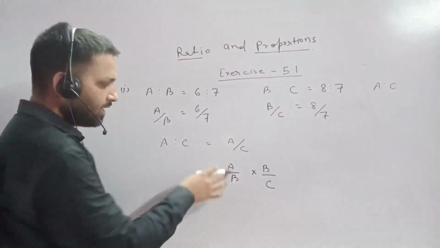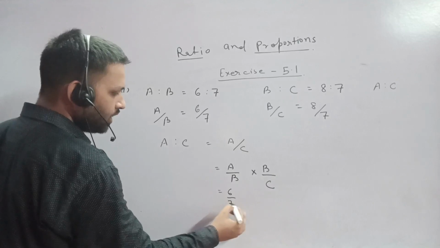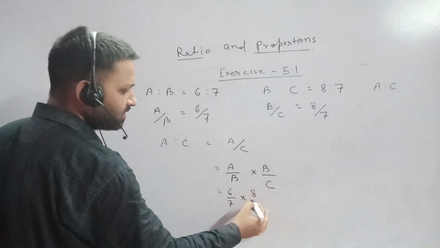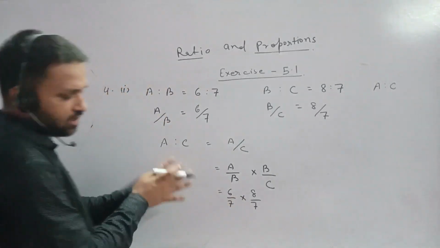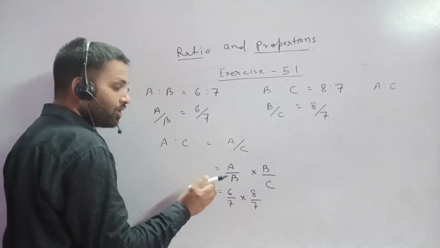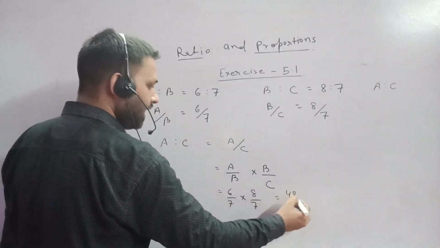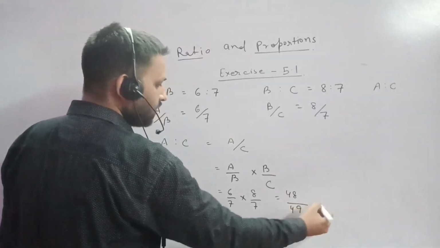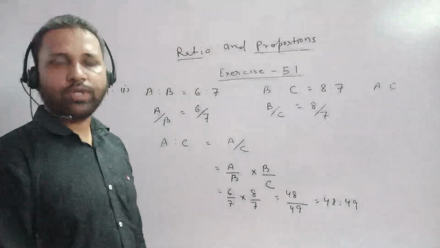See here, the value of A by B is 6/7 into B by C, the value of B by C is 8/7. Then you see that nothing is cancelled out, so you simply multiply numerator to numerator and denominator to denominator. Now write here 48/49, that is 48:49 is the answer of A is to C.